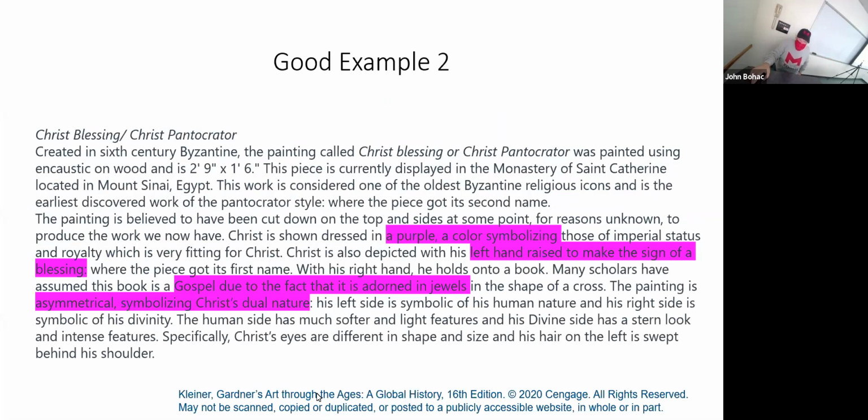Here's another good example too. It doesn't really have everything, but I put this in here because it did dig down pretty nicely. He's in purple, symbolizing imperial status, left hand raised for a blessing, gospel, asymmetrical face in the dual nature of Christ. The divine, the human. And so that is what iconography is all about.